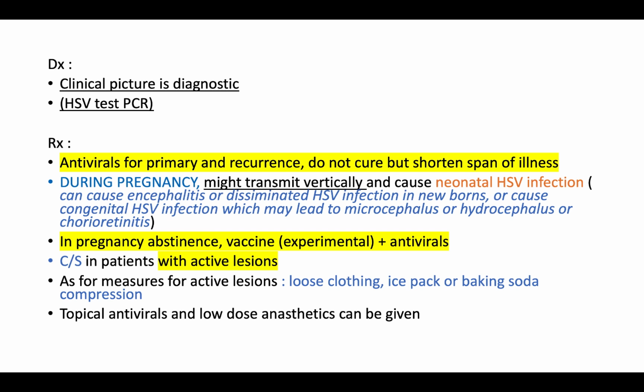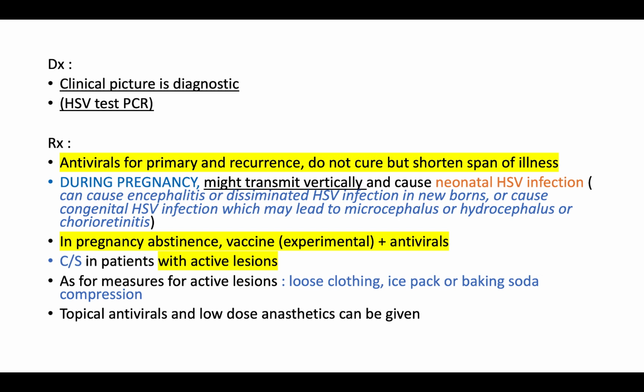Treatment: antivirals for the primary and recurrence. Both, they do not cure but shorten the span of the illness. Again, during pregnancy, this is very important. During pregnancy, if it's a genital sore.